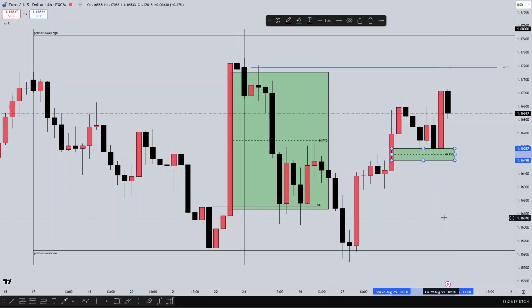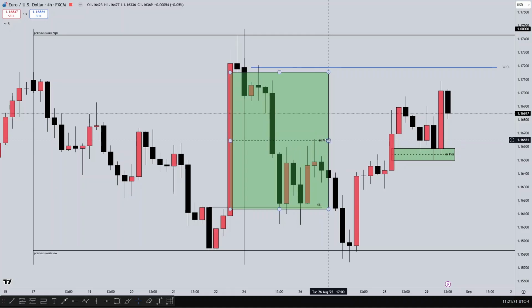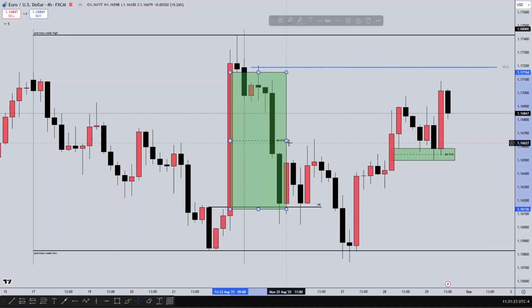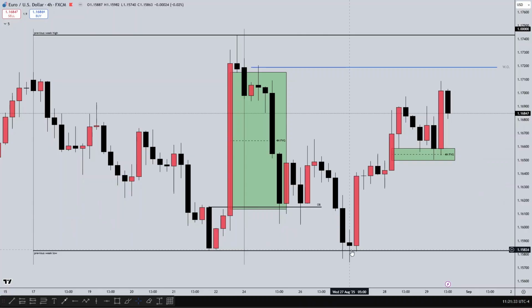So, what are the areas you should be looking for your entry on the lower time frame? The first area should be the moment price retraces to the 4 hour fair value gap, you look for a buy. The second is the order block, you look for a buy. And the last area should be after price takes out the previous week low or previous week high, to see if price were to reverse, mostly on a daily basis.